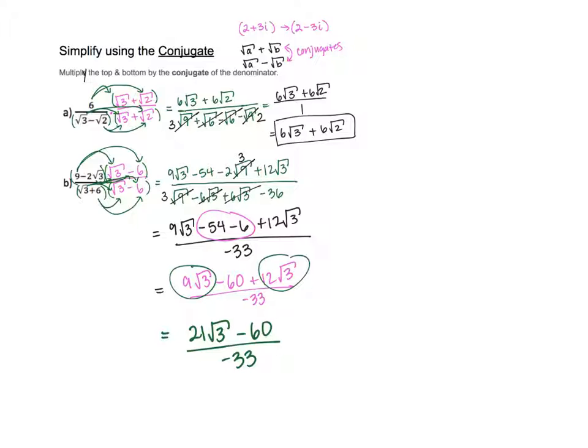Now you could stop here, but if you don't see your answer and this is multiple choice, you might need to simplify more. And so what that looks like is, you're going to need to divide everything by negative 33. So if I divide this guy by negative 33 and this one by negative 33, that would be 21 over negative 33 square root of 3. Notice that I just made it into a fraction. And then negative 60 divided by negative 33, well, that makes a positive 60 over 33.